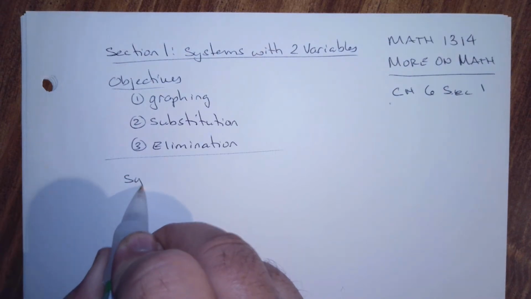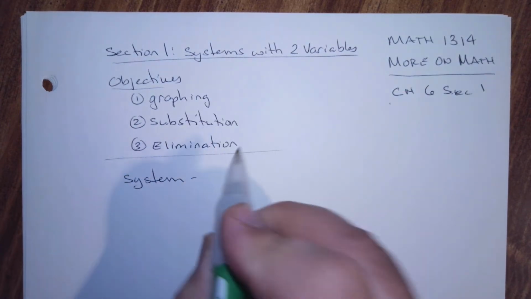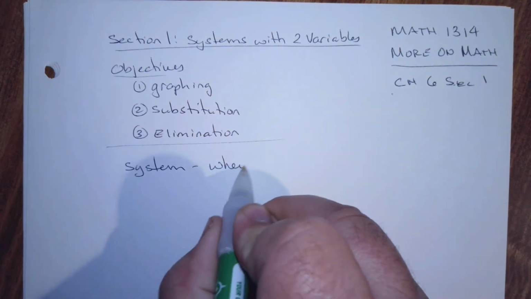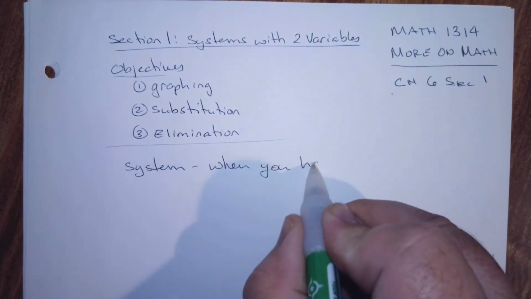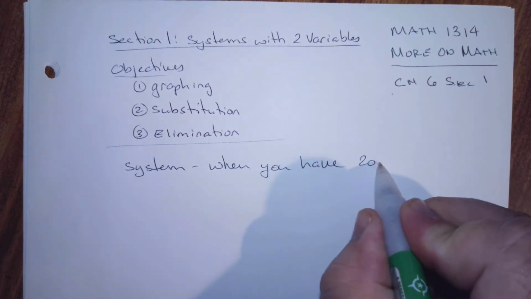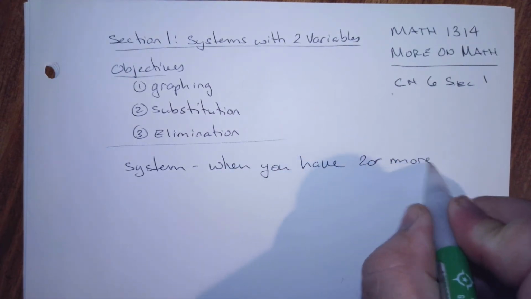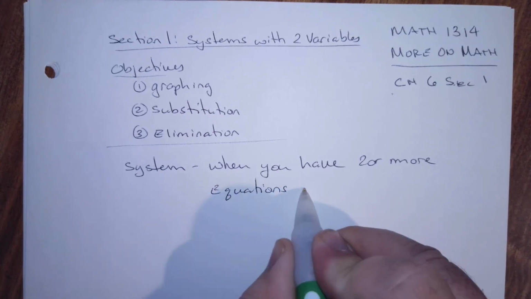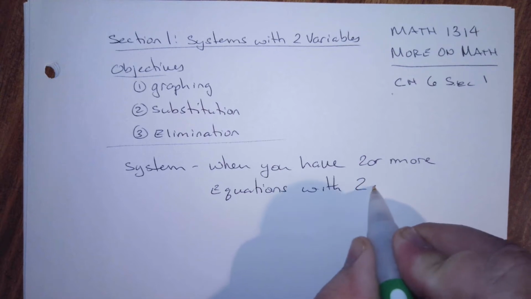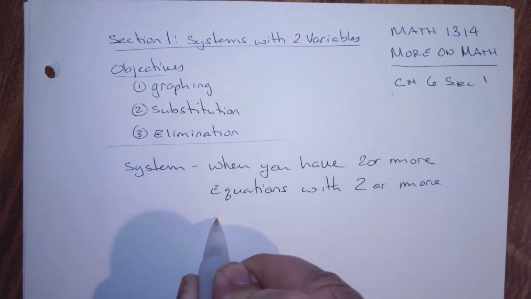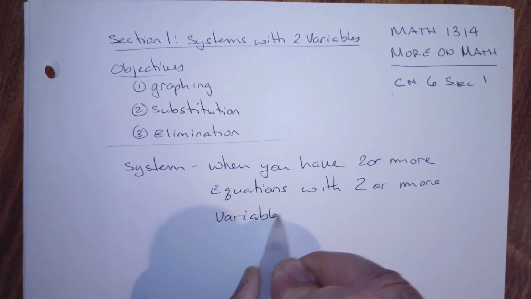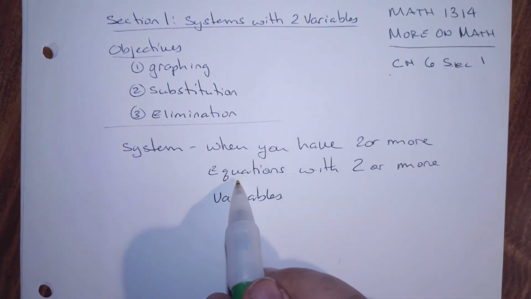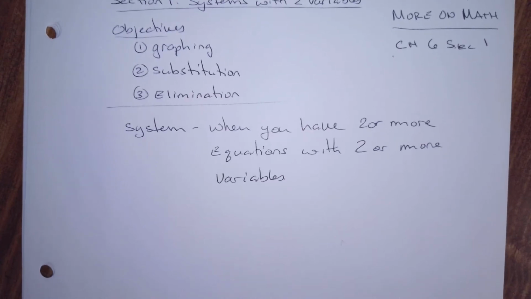First off, what is a system? A system is when you have two or more equations with two or more variables. That's what's called a system.